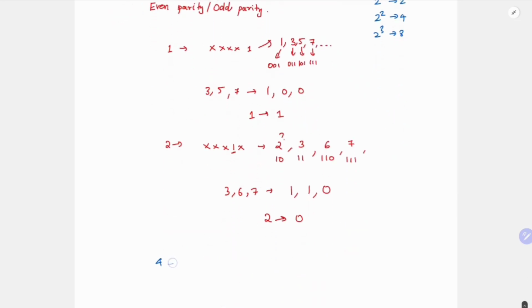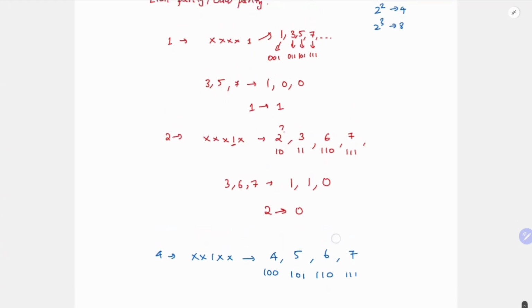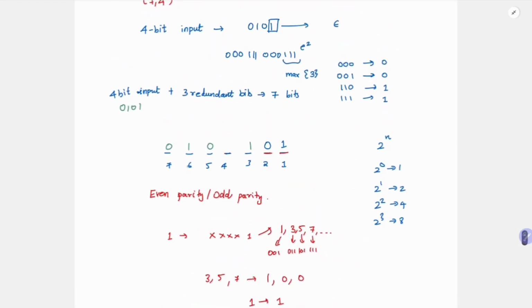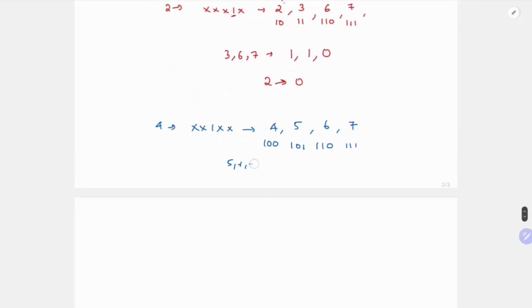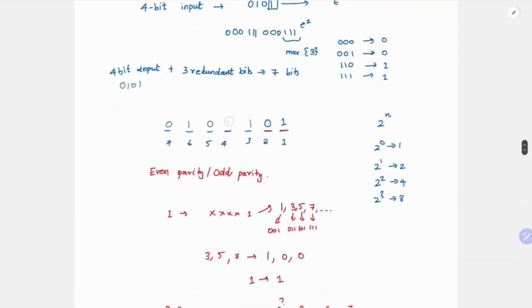So next we need to find for 4. For 4 you need to have something like this. So what all is possible? 4 is possible. This is 1 0 0. Next is 1 0 1, which is 5. 1 1 0 is 6. 1 1 1 is 7. So it includes 4, 5, 6 and 7. So 5, 6 and 7 is 0 1 0. So what should be your 4? It should have even parity, meaning 4 should be 1. So then you fill 1 here.